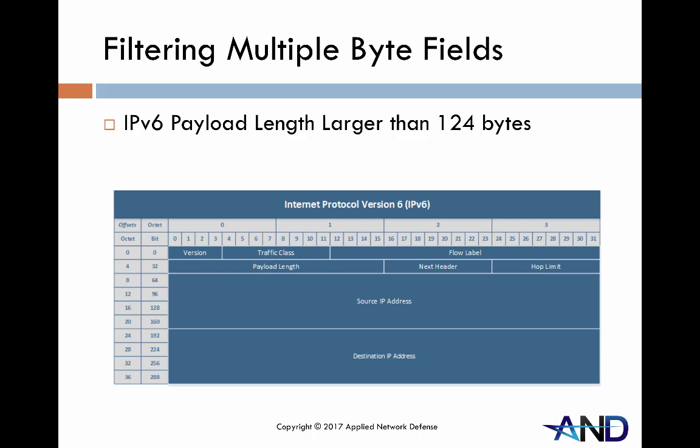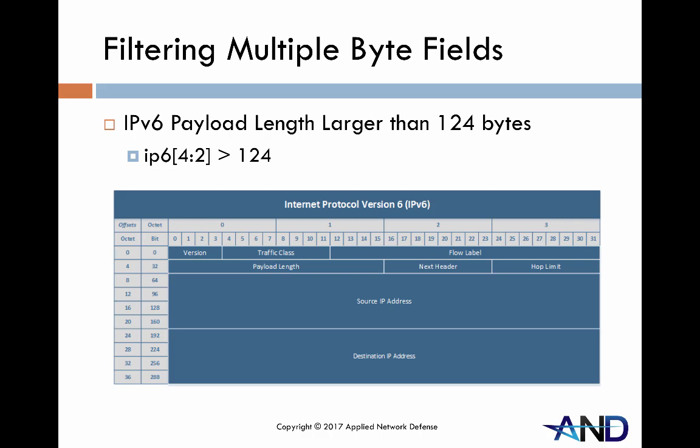So to do that, as you might expect, we're going to specify the protocol, which in this case is IP6, and then in square brackets, we're going to say start at byte 4 and look through 2 bytes wide of data. So 4:2, and then we want to look at anything larger than 124 bytes. So very simply, we'll just say ip6[4:2] > 124. And that'll get us the result we're looking for. So pretty straightforward, the ability to filter based upon values in multiple byte fields, spanning more than 1 byte.